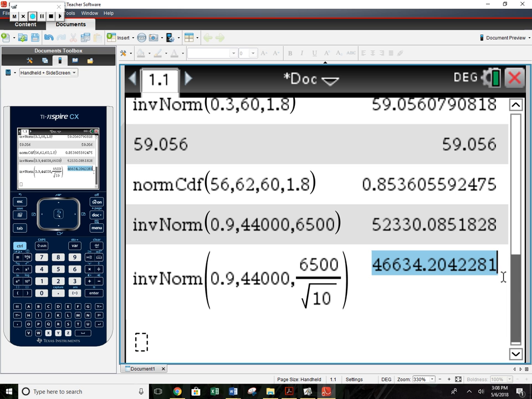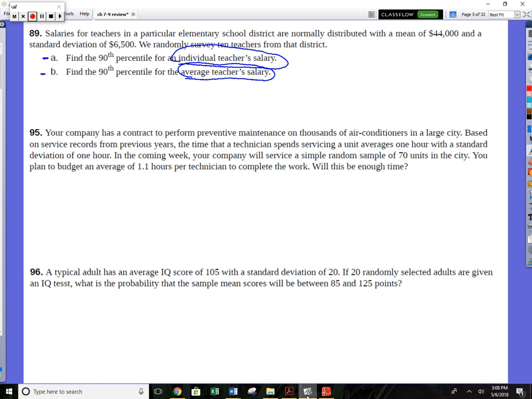Okay, let's look at the next one. 95. Okay, this is a good one. This would be a good test question. Your company's got a contract to perform preventative maintenance on thousands of air conditioners in a large city. Based on service records from previous years, the time that a tech spends servicing a unit averages 1 hour, standard deviation of 1 hour. So, mean is 1, sigma is 1.